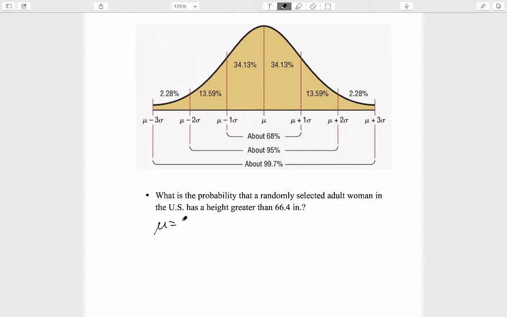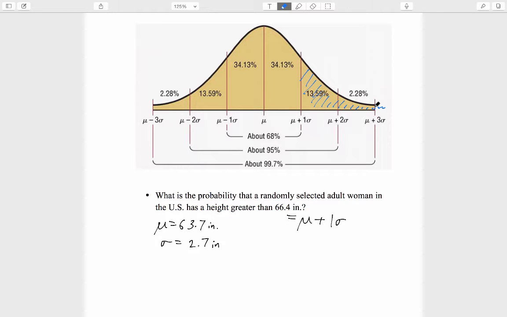We figured out earlier that since mu equals 63.7 inches and the standard deviation equals 2.7 inches, 66.4 inches equals mu plus 1 copy of sigma. The event we're describing, that a randomly selected adult woman has a height greater than 66.4 inches, therefore corresponds to this region underneath the bell curve.